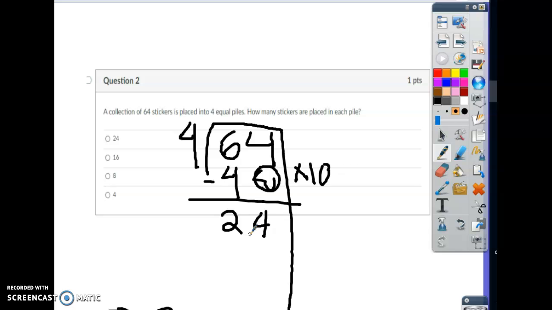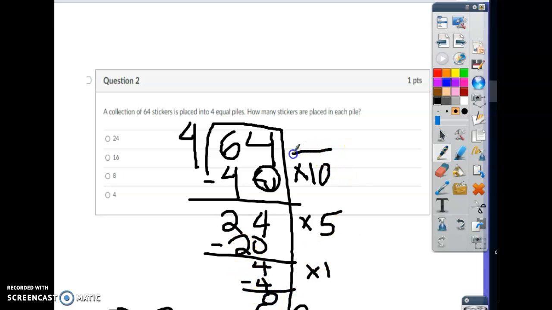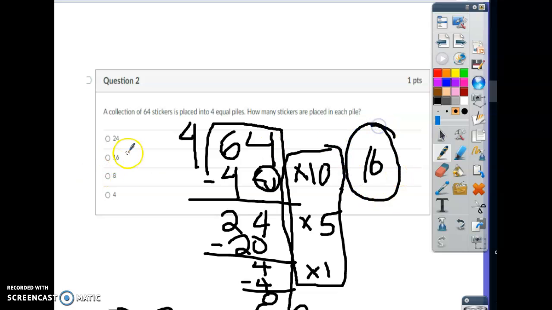All right, so now can we do 5 times 4? Yep, we can do 5 times 4. 5 times 4 is 20. Subtract, you get 4. And then can we do 2? No, because that's 8. So then we have to try 1. So 1 times 4 is 4. Subtract and get 0. So there's no remainder left over. But when I add 10 plus 5 plus 1, my answer is 16. So your answer would be 16 for that. All right, you guys. So we learned how to use friendly numbers in order to divide today.